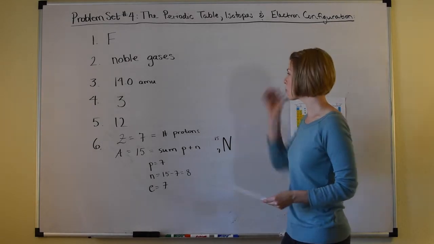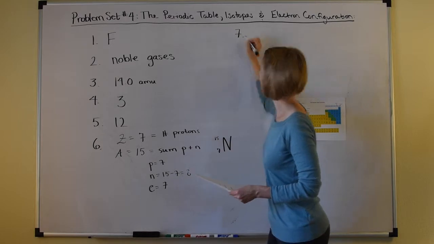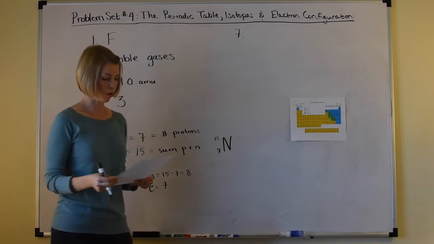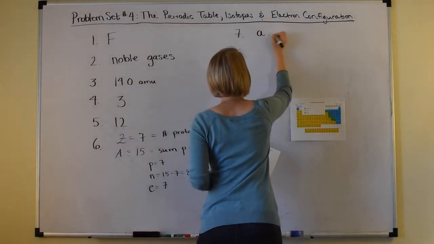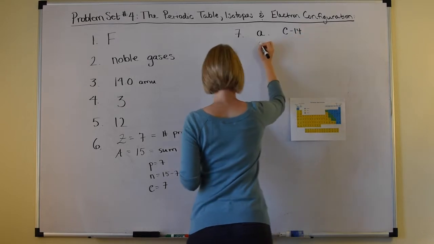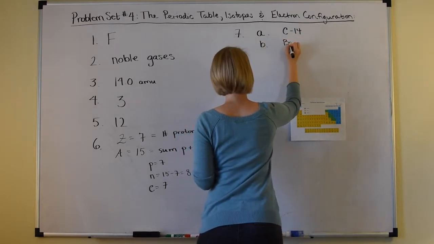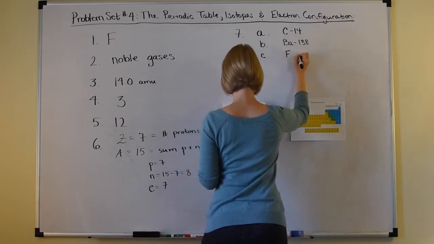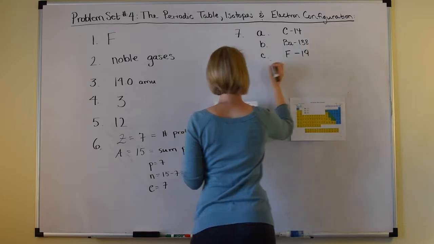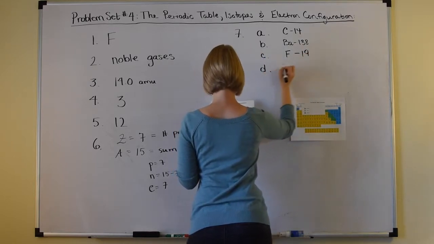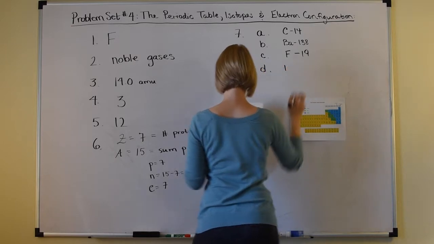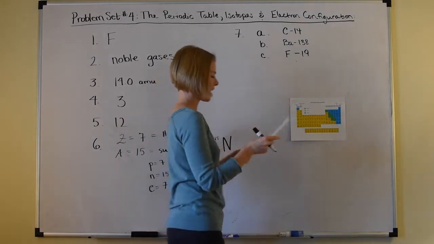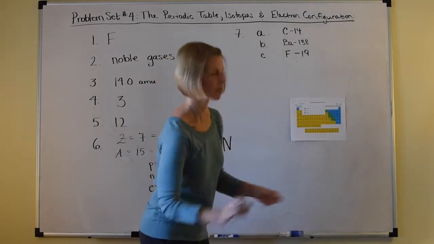All right. Number 7, let's go up here. Number 7, write the element symbol to represent the following isotopes. A, carbon 14. B, barium 138. C, fluorine 19. And D, oops, that's the same as B. Go ahead and erase D. We won't do D. All right. So A, B, and C here.